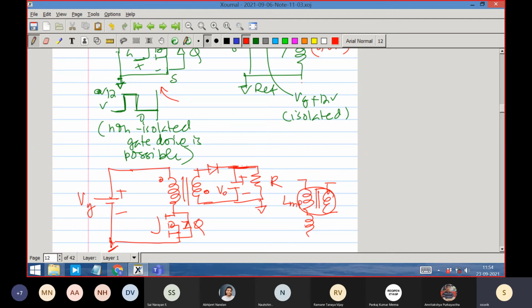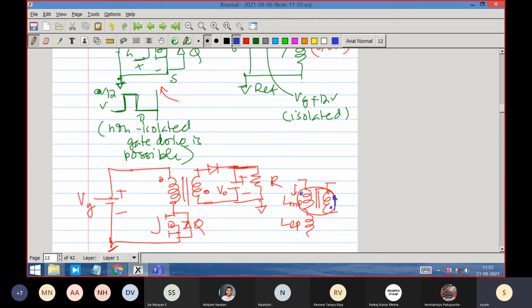This is LMP. But there is also L leakage P, that part is not happy. You can immediately transfer the current that was flowing here to there. So this is dot. Dot to cross. Suppose it is dot to cross. So here it will also be dot to cross. You can immediately show it there. That is okay. That transfer you can do.